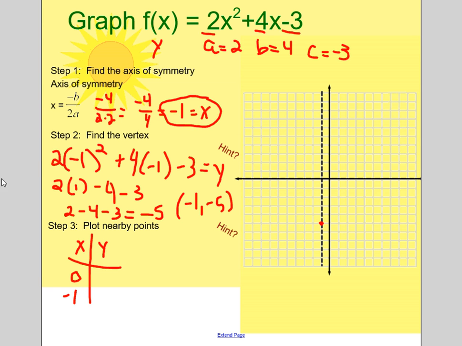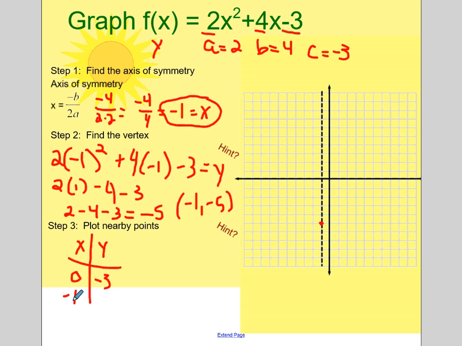I'm going to solve these by plugging in 0 into my x's in this. So I'm going to do 2, and I'm not even going to show this to you because you know how to do it already. 2 times 0 squared is 0. 0 times 2 is 0. Plus 4 times 0, which is 0. So we've got 0 plus 0 minus 3. So it's going to be -3.